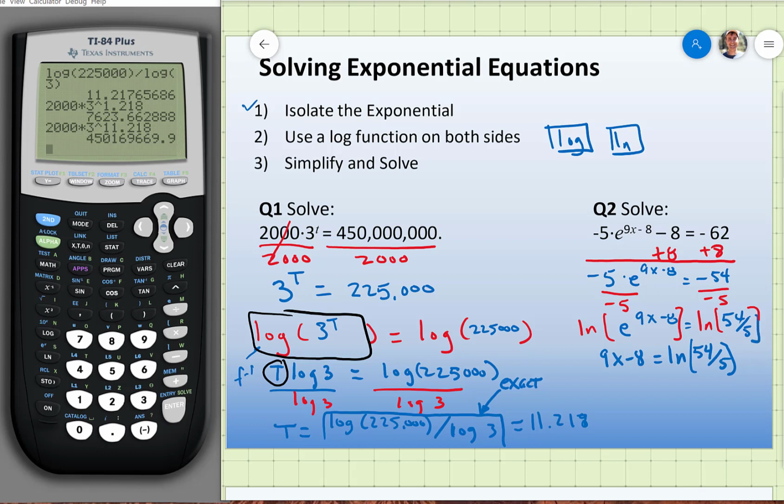So we're almost there. We've got the x out of the exponent. We just have a little bit of cleaning up here to do to add on both sides, and we'll get 9x equals ln of 54 over 5 plus 8. And then lastly, I'm going to multiply by 1/9.